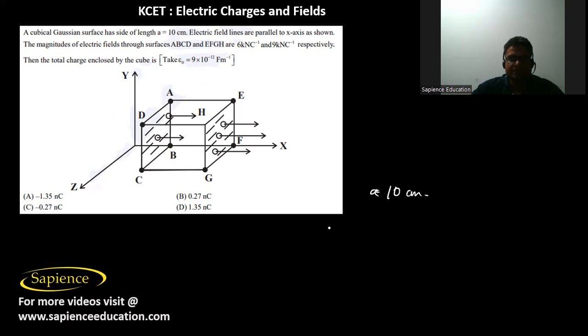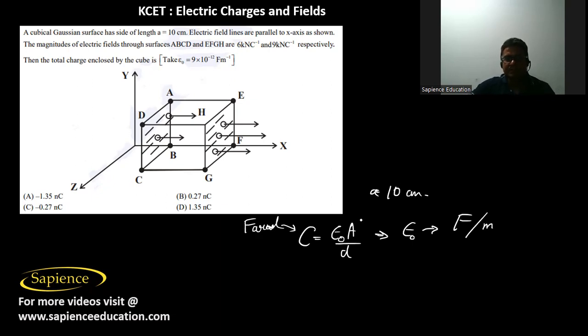The unit of epsilon naught is farad per meter, since we know that C is equal to epsilon naught A by d, which is called capacitance. The unit for capacitance is farad. So epsilon naught unit will be farad per meter, since the unit of area is meter square and the unit of d is meter. So the unit of epsilon naught will be farad per meter.